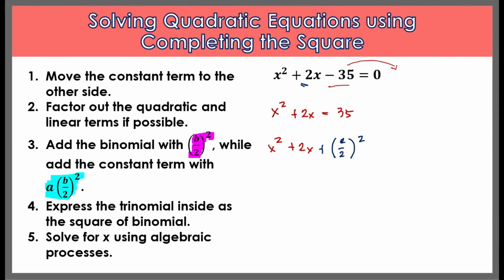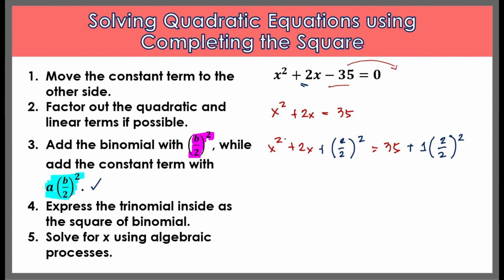So, ayan na. Equals, yung 35 natin on the constant side or on the right side plus a times b over 2 raised to 2. Ito yun. Diba? So, plus, the value of a is 1. It's an option for you to write if the value of a is 1. Again, yung value ng a is yung number na katabi ng x squared. Yung value ng b is yung number na katabi ni x. So, 2 over 2 raised to 2.